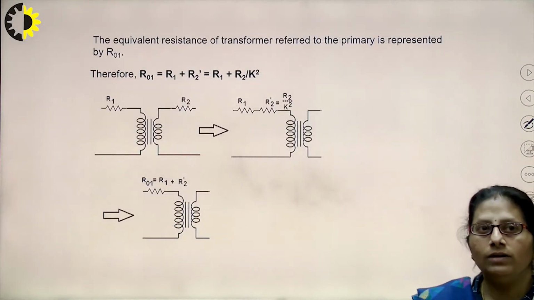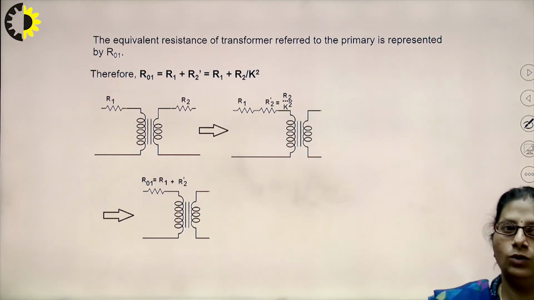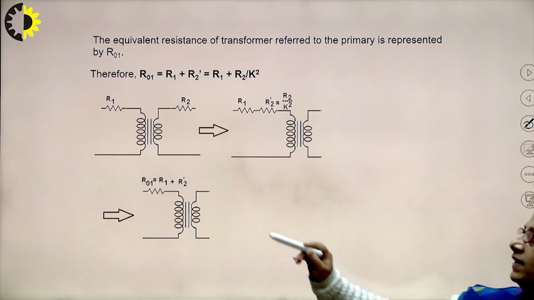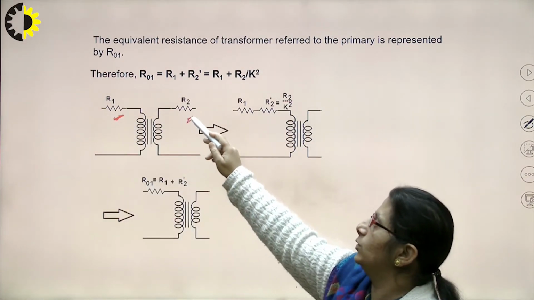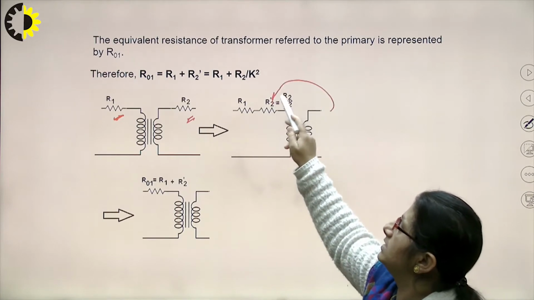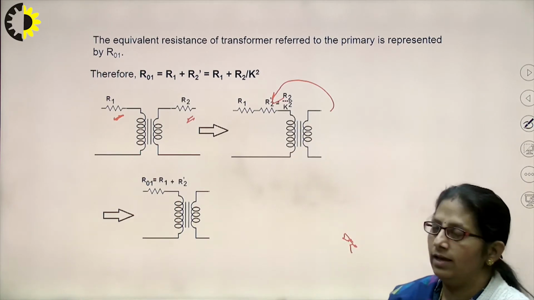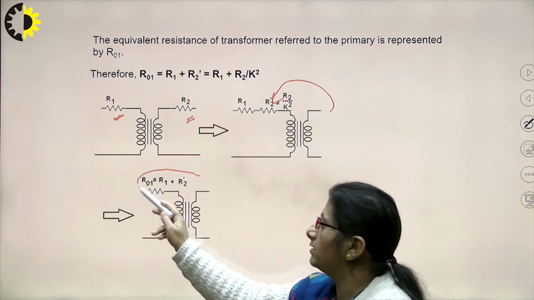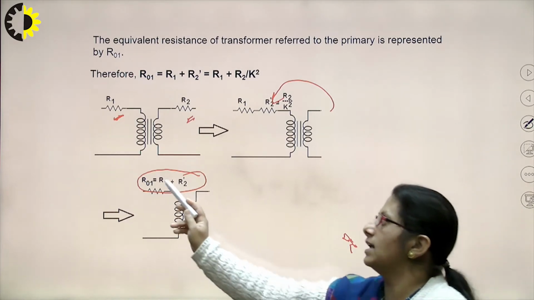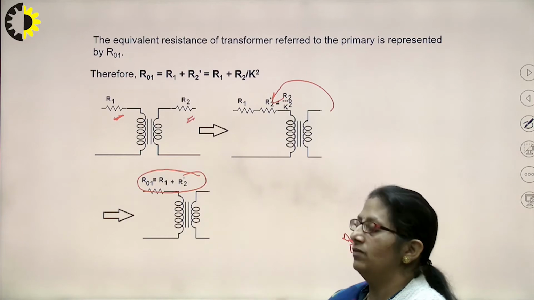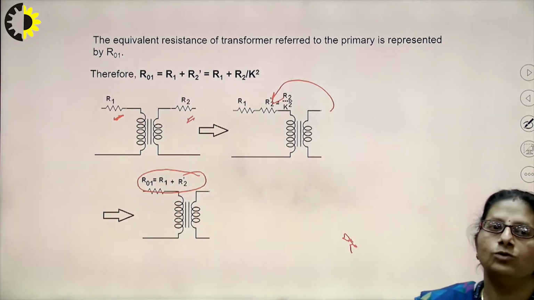Similarly, the equivalent resistance of the transformer referred to the primary: the primary resistance is as it is, and the secondary resistance R2, after referring to the primary side, becomes R2 dash equals R2 by K square. The complete equivalent resistance of the transformer referred to primary, R01, is given by R1 plus R2 dash, where R2 dash is R2 by K square.